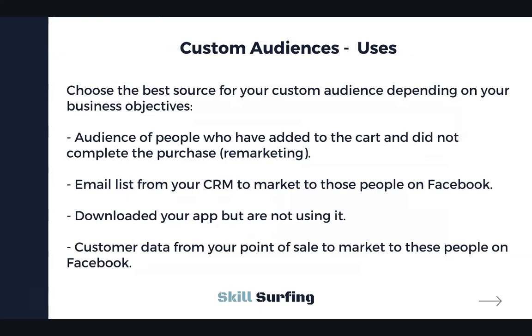Now, usually, depends on what you are doing, but usually these are the most common uses of custom audiences. So you create an audience of people who have added to cart but did not complete the purchase. This is called remarketing. You can also do upselling and cross-selling depending on the products that you have. You can upload an email list from your CRM to market exactly to your best customers. You can remarket to people who have downloaded your app but are not using it, or use customer data from your point of sale also to market to these people on Facebook.